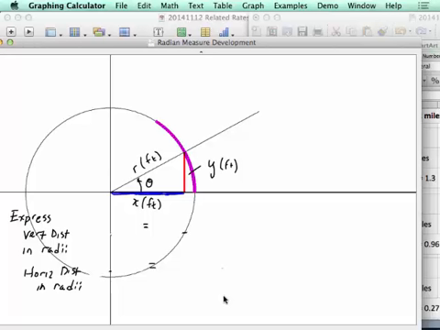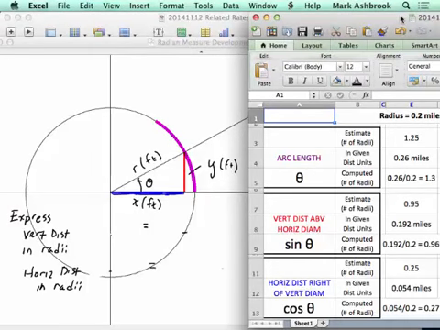Don't use the estimates. These are all exact now. All exact. Okay, so did all this stuff on the spreadsheet make sense? How did you get the exact value of, say, the vertical distance above the horizontal diameter? What did you do? Y over R. You took that distance, in this case miles, and you divided it by how many miles the radius was.